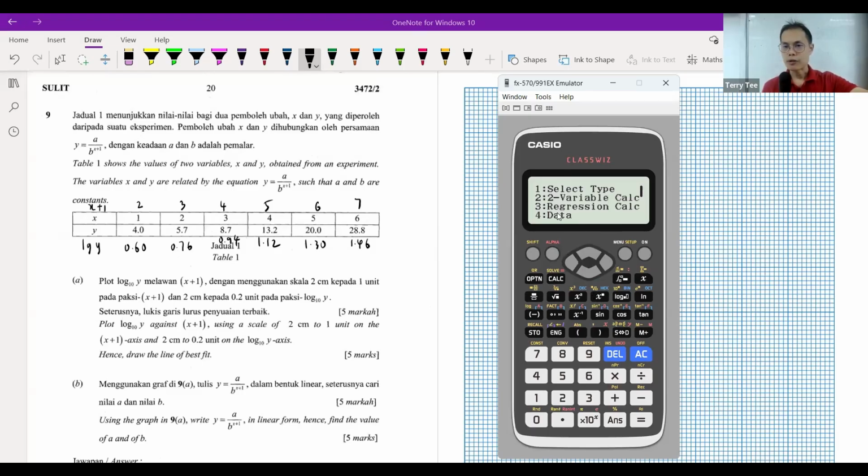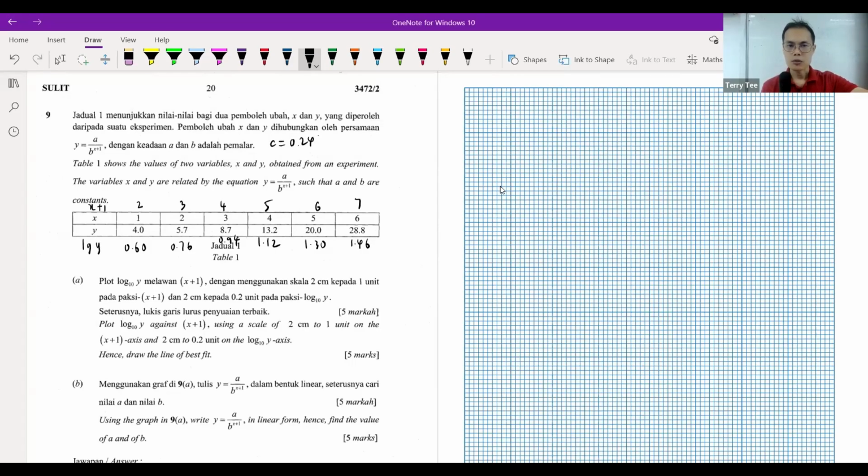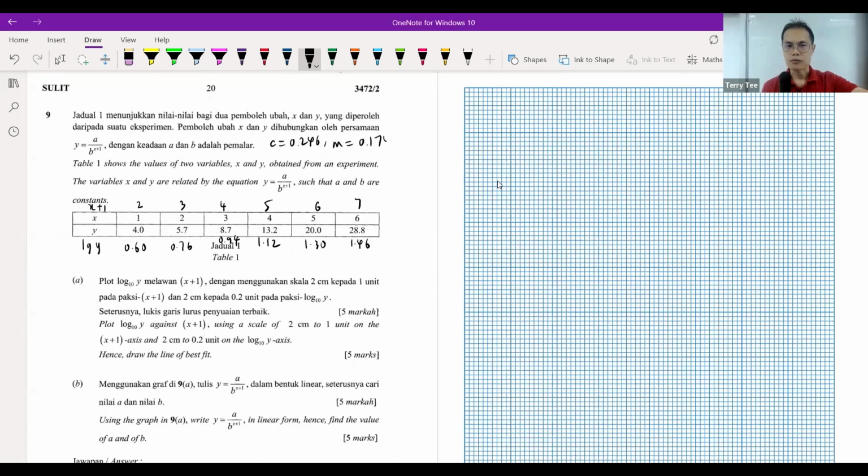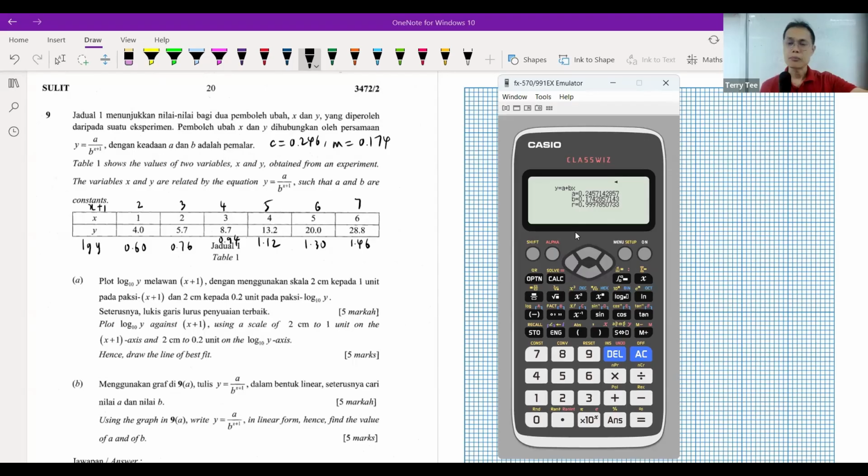Go to number 3 for regression calculator. And what we have here is your A, which represents your y-intercept. B is your gradient. So your y-intercept is 0.246, or around 0.25. And your gradient is going to be 0.174. Okay, so it's a positive gradient. Your R of 0.999 means most of the points are very close to the line of best fit.